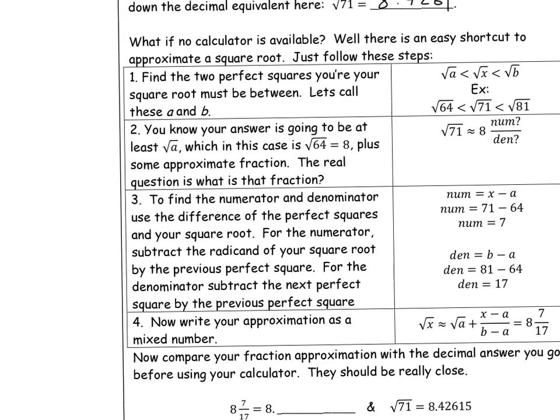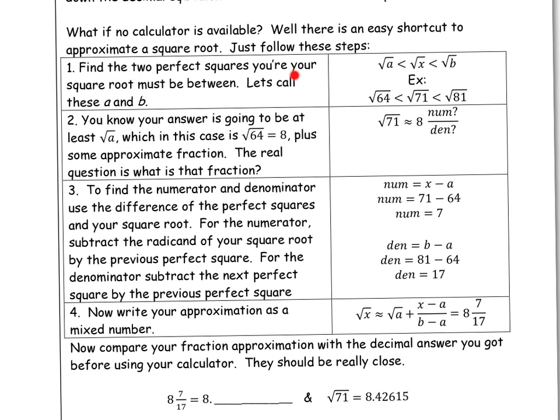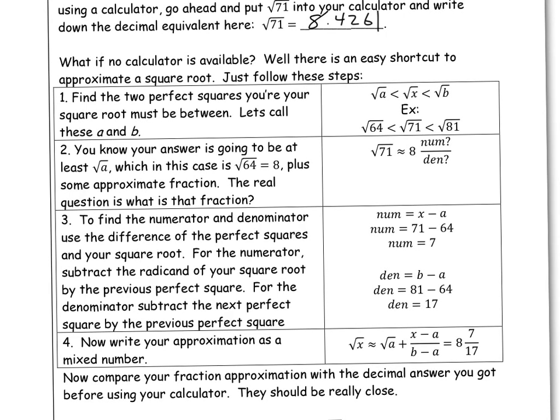So the first step is to find the two perfect squares that your square root must be between. For example, we had 71. Well, 64 is the perfect square right before it, and 81 is right after it. So we know that it's somewhere between 8, because the square root of 64 is 8, and 9, because the square root of 81 is 9. Which makes sense because we found out the real answer is going to be 8.4 something. So we were right. It is 8 something.